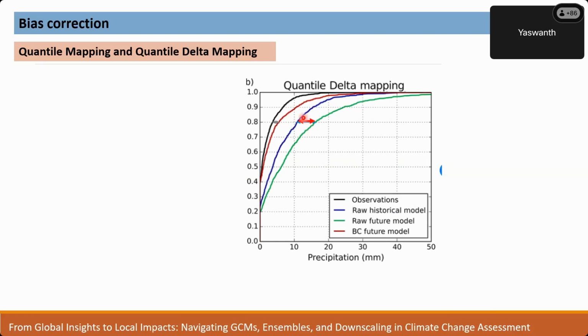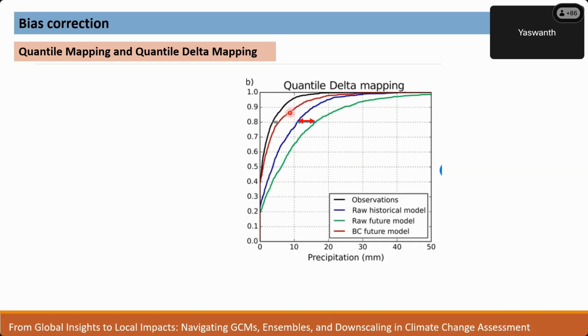Say, for example, I have the raw historical model and the raw future model. Now I know the change that is happening between the historical and future. So this is the GCM historical, this is the GCM future. I know, at a particular 0.8 CDF level, what change is happening between the future and historical. The same change I will apply at the 0.8 level with respect to the observations, and I will say this is the future expected GCM climatological distribution.